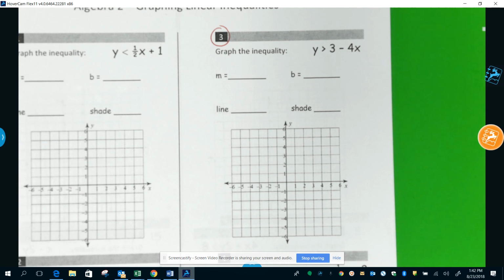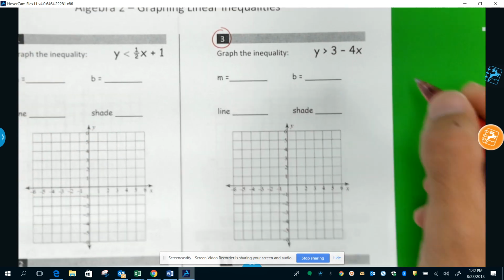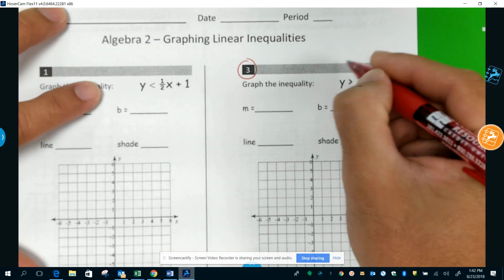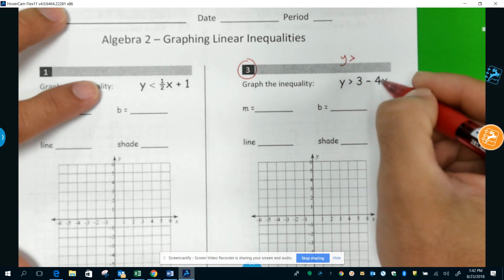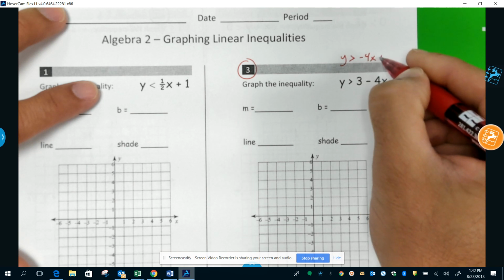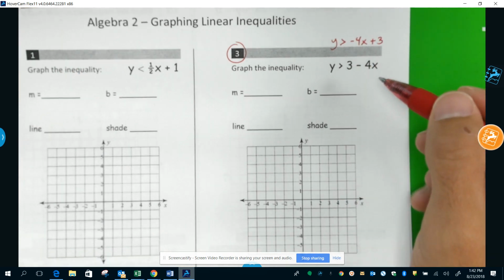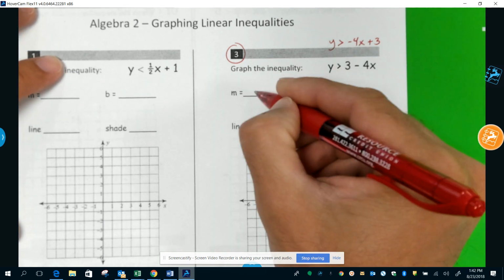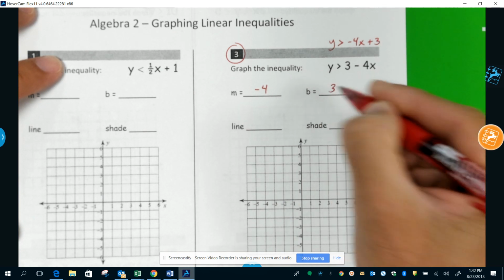So, all right, now let's look at number 3. I don't really like the way this is written. We want it in slope-intercept form, which is y equals mx plus b. So I'm going to rewrite this to say y is greater than negative 4x, and I'm going to move my positive 3 to the back, slope-intercept form. Now that I've got it in slope-intercept form, I can tell the slope here, negative 4, that's my m. And the b is my y-intercept, which is now positive 3.